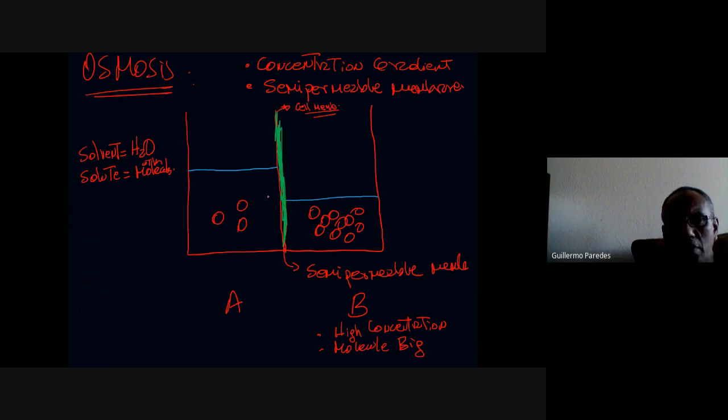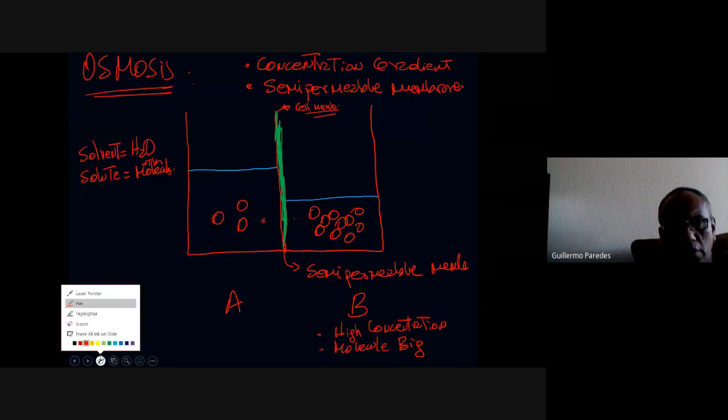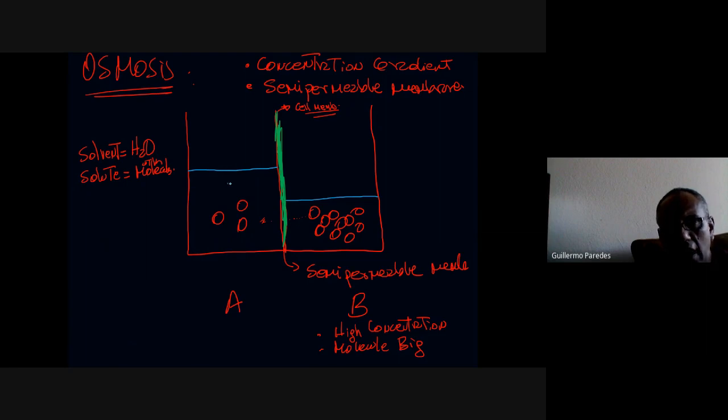In order to keep the same concentration outside, in A and B, the ideal would be that molecules pass from high concentration to low concentration to have an equal number of molecules. But it's not possible because the membrane cannot allow that. The molecules are too big. So what is the body doing? The body takes the water and passes it from A to B.